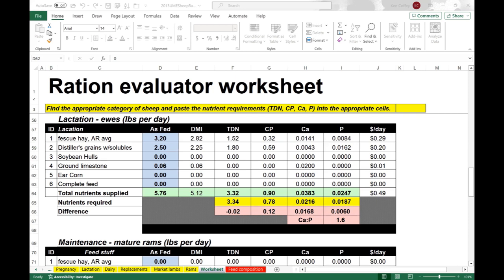So just go through the examples and work through it. Watch the numbers and how they're moving. If you do something and TDN goes way above, then you just back off on it. So with just a little bit of time and a little bit of patience, you can come up with the ration that you need.